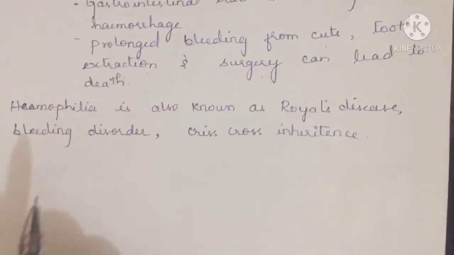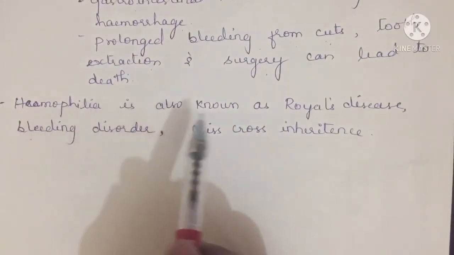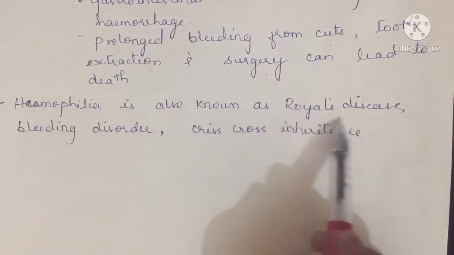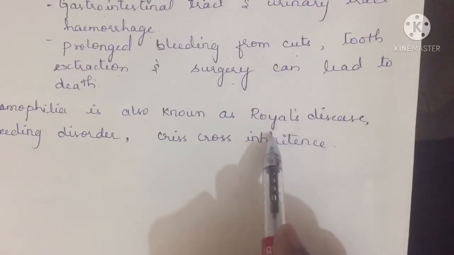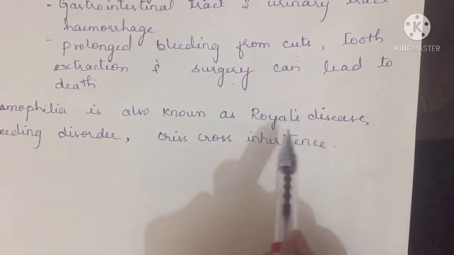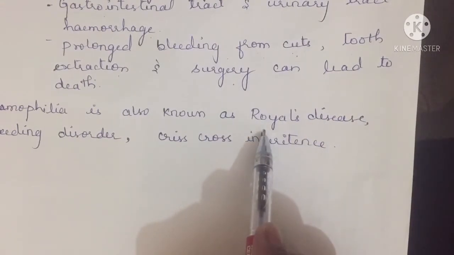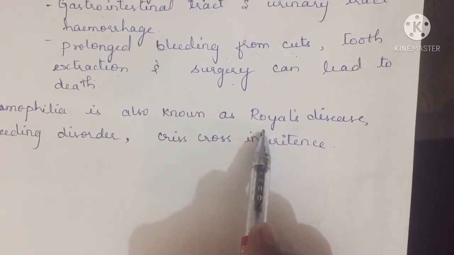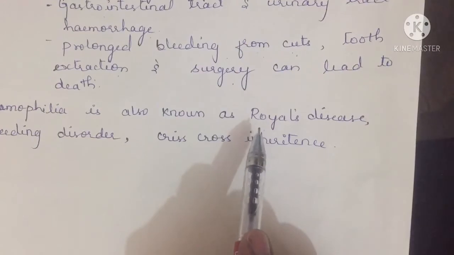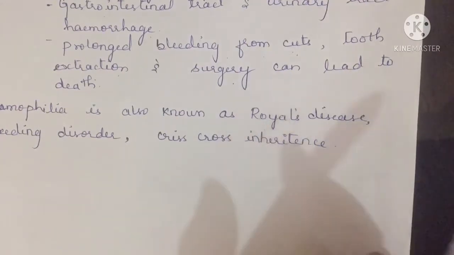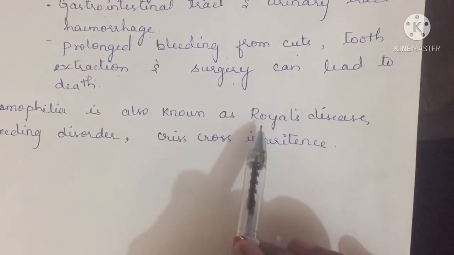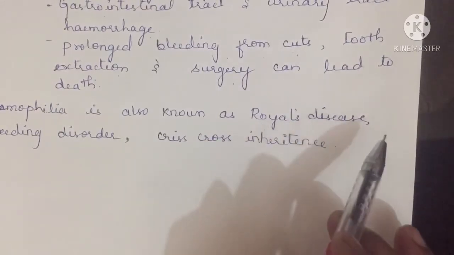Then hemophilia is also known as Royal's disease. Why is it called Royal's disease? Because this was found in the pedigree of Queen Victoria in England. In her family they found this disease, because it was found in the Queen's family. So this disease is called Royal's disease.